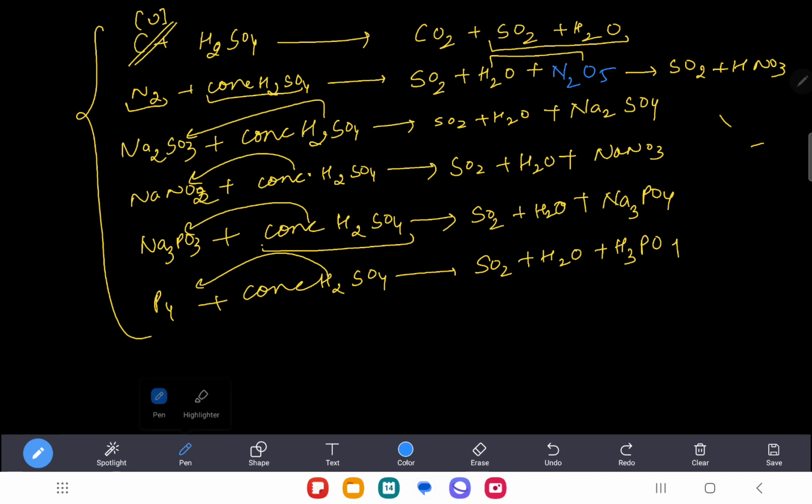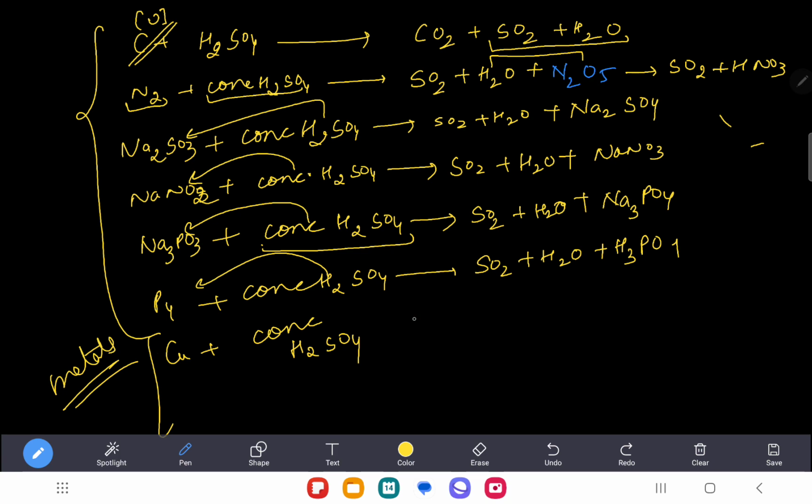Similarly, you understand what we have right here? If I give you copper plus concentrated H2SO4, now we are learning the reaction with metals as well. You tell me now, what exactly is happening? It is going to definitely give me SO2 and water, no doubt on that. But since it is a metal, you know that metals can displace hydrogen also. So it is also going to form copper sulfate. Do you understand my point?